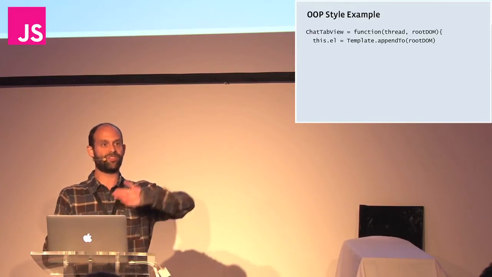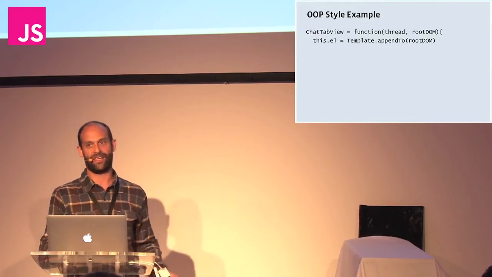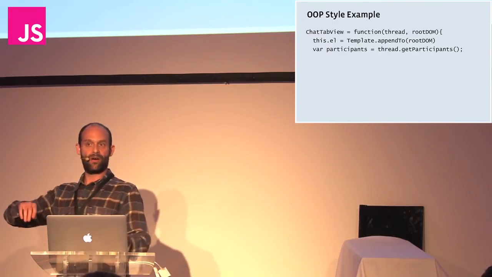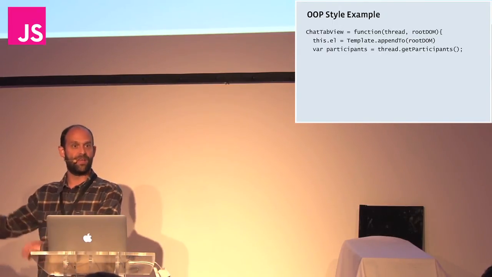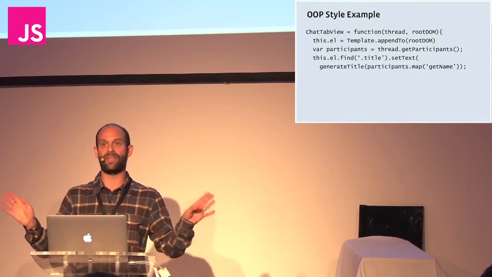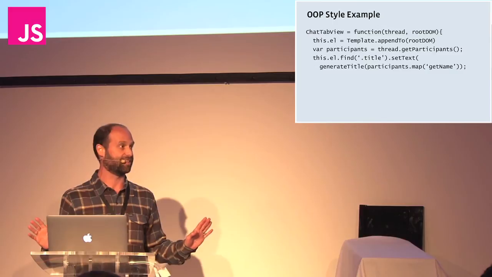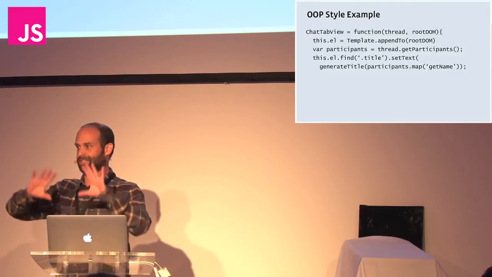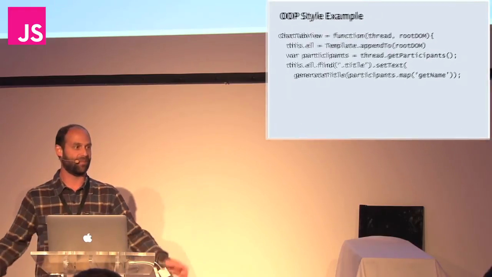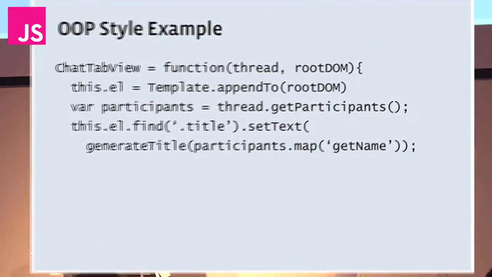So when you start off and it's a sunny day and it's the first file of your new project, you write something like this. You say, oh yeah, the thread has participants. So we'll just get those participants, and we'll map over all the names of the participants and use that to generate the title. And this works. This is great. Toy program. You go show it to the product manager. He's all excited. Keep going.